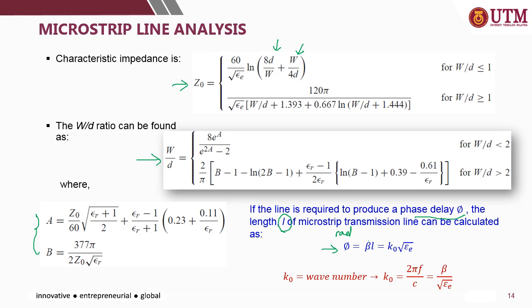Beta is k naught, the wave number, multiplied by the square root of epsilon e, multiplied by L, the length of the structure. From here, k naught is equal to 2 pi f over c. So from here you can get L, the length of the microstrip structure, considering the phase shift or phase delay required by the system.